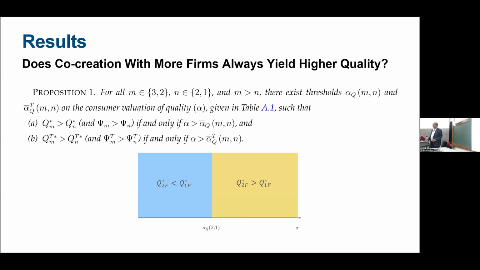So if you're not going to get paid enough from the market, which means alpha is low, you don't want that collaborator. There is nothing that the collaborator can do. Single firm better than two firms. If you're going to get paid enough, yes, two firms will be better than one firm.